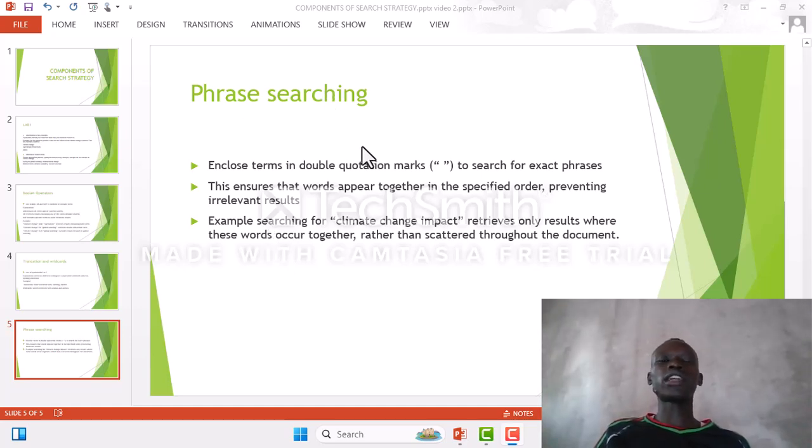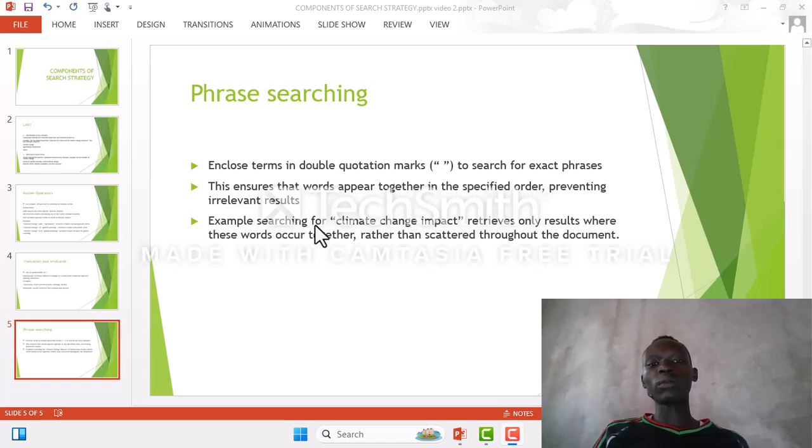Phrase searching encloses terms in double quotation marks. Why do you find double quotation marks? This is basically to search for an exact phrase or exact phrases. This ensures that words appear together in the specified order, preventing irrelevant results. That is why we use these quotation marks, in fact, double quotation marks.